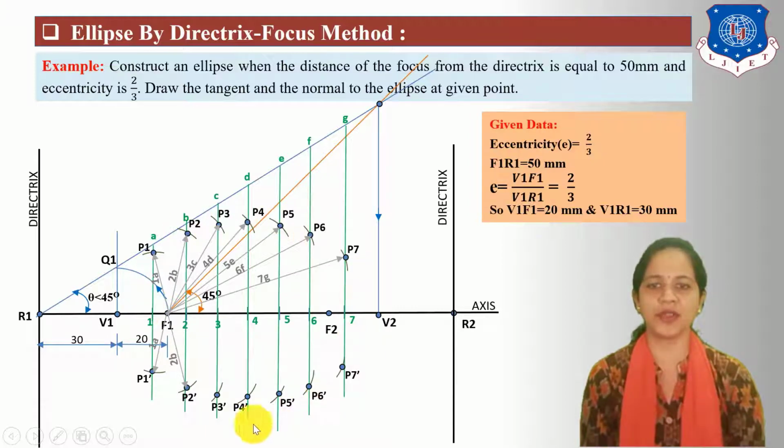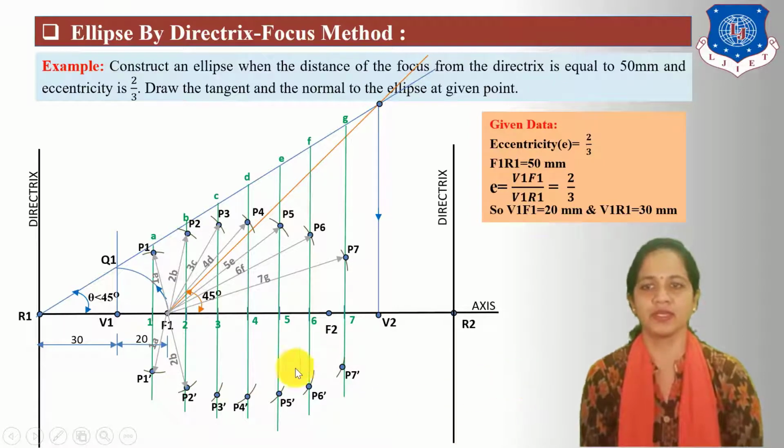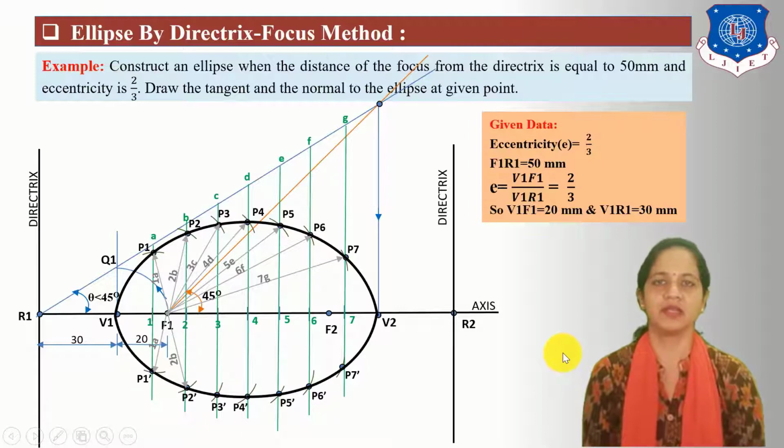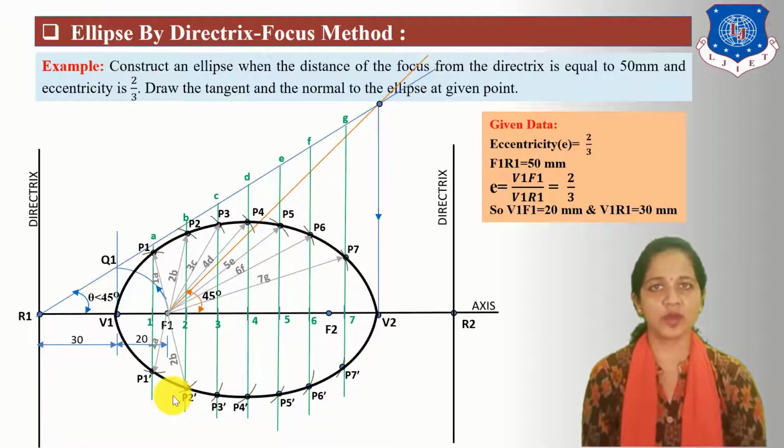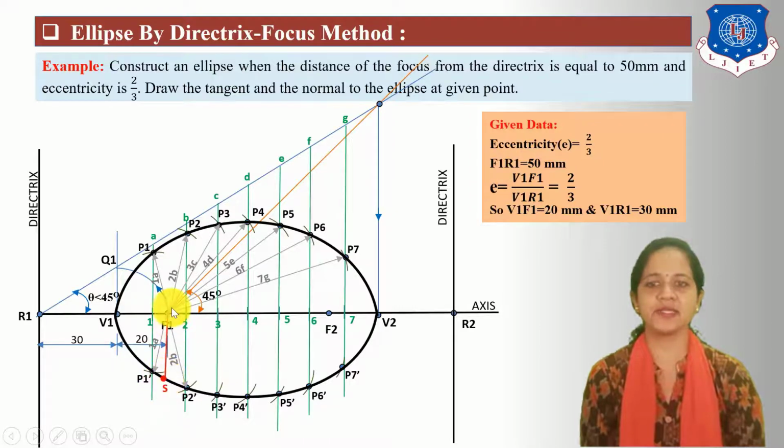Join all these points in proper sequence freehand in the form of a curve. Here, the ellipse passes through the two vertex points V1, V2. Now for the normal and tangent, select one point S on the curve anywhere. Join this S point with the focus point F1.